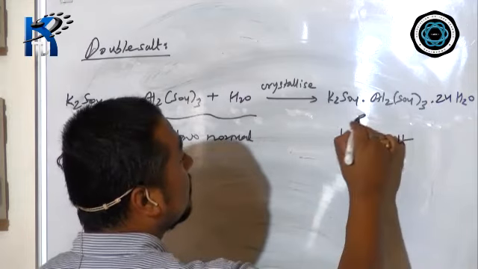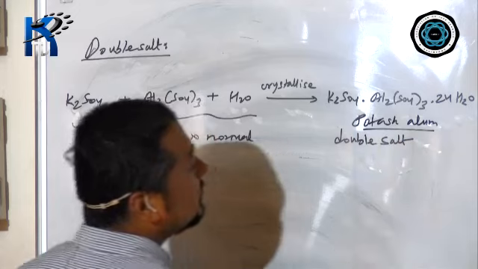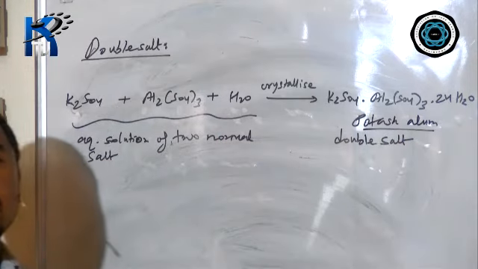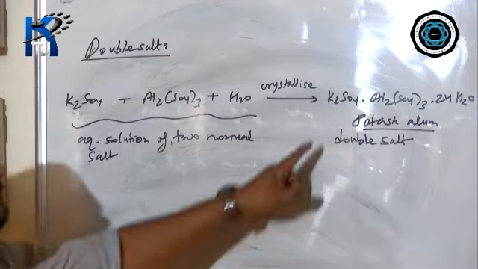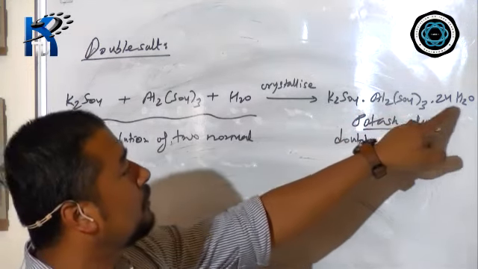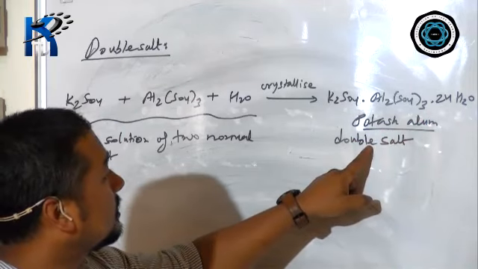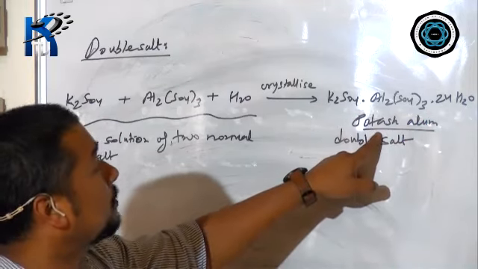Okay, and this double salt is known by the name potash alum. So what is the formula of potash alum? K2SO4 dot Al2(SO4)3 dot 24 water molecules, that is the water of crystallization, is the formula of this double salt, and the name of this compound is potash alum.